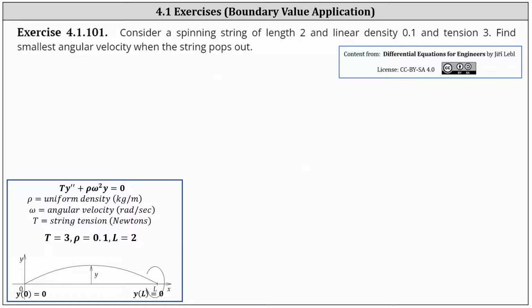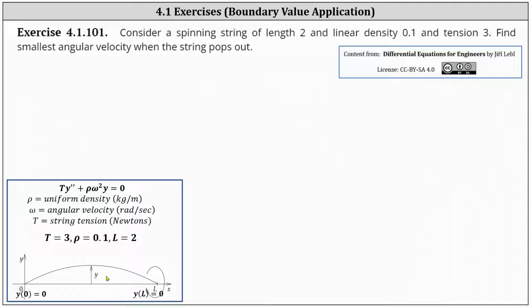We're asked to consider a spinning string of length 2 and linear density 0.1 and tension 3. We want to find the smallest angular velocity when the string pops out. We can model the situation using the differential equation T y'' + rho omega squared y = 0, where rho is a uniform density, omega is the angular velocity, and T is the string tension.